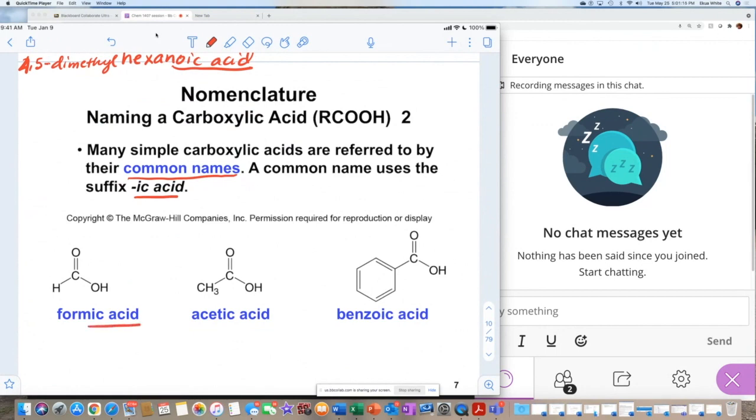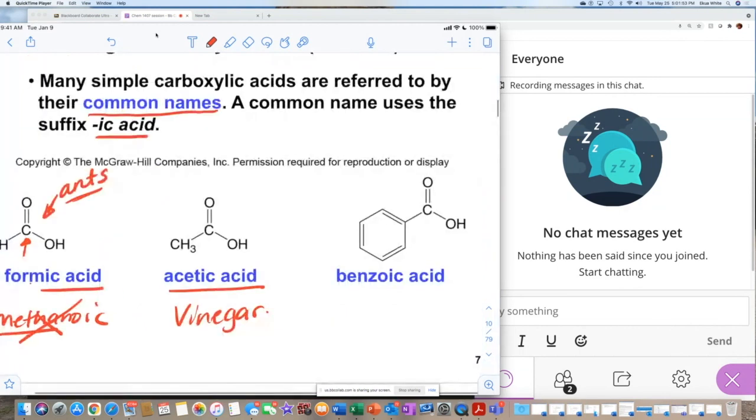So formic acid is an example of a common name. It's not following the systematic name. If it was systematic, having one carbon, this would be called methanoic acid. Okay, meth will be one carbon, right? And then oic. But it's called formic acid. This is the one that ants spit on you whenever they bite you. Bite, spit, right? I know you're probably thinking gross. Acetic acid. We love this, maybe we hate it. This is vinegar.